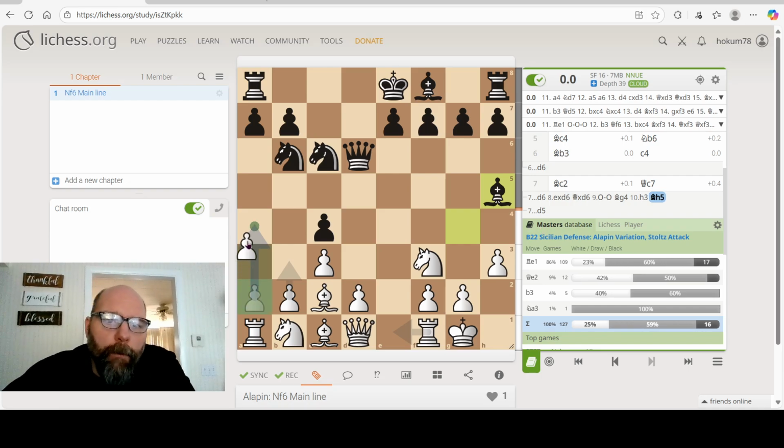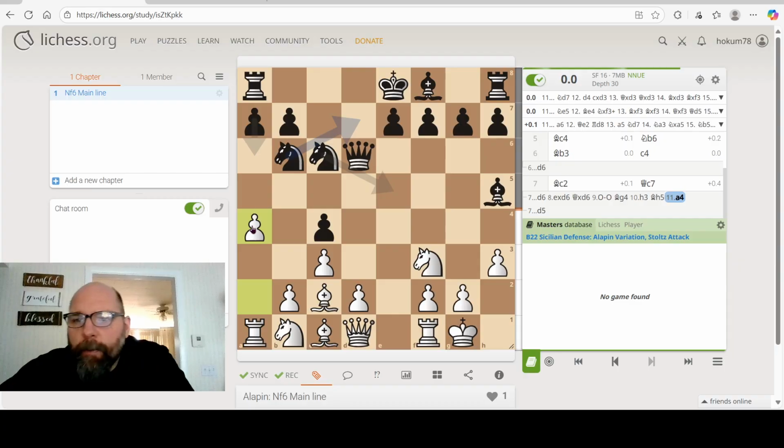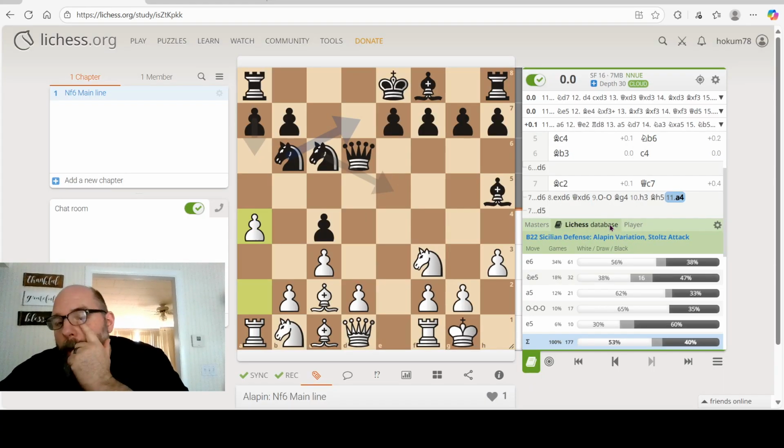Let's go to A4. Let's just look and see what the ideas behind A4 are, and if you like it, you stick with it, right? So there are no games. So this is going to be mostly Lichess database and your own brain and the computer, which is good because that means you're playing chess.